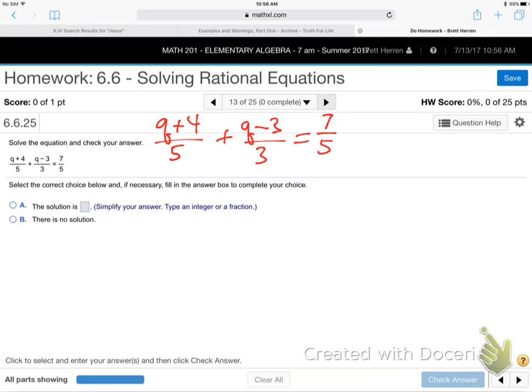So we've got an equal sign, left side, right side. Multiply through by the common denominator. What's the common denominator? 15, right? 3 and 5 go into 15, don't they? So 15, 15, 15. All three of them, right?